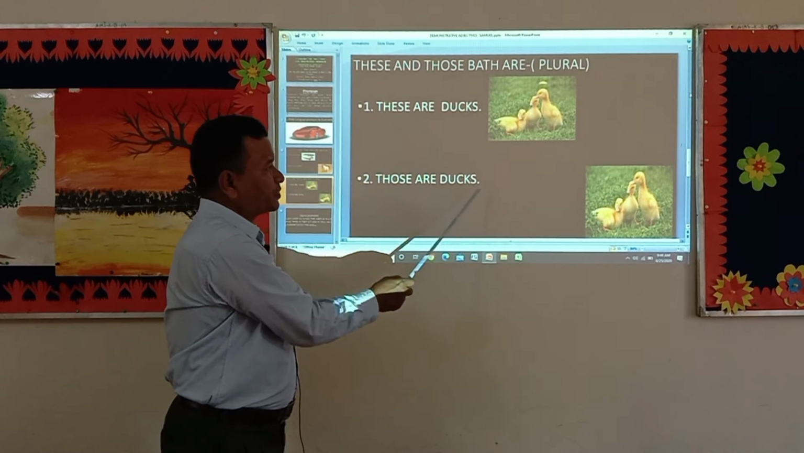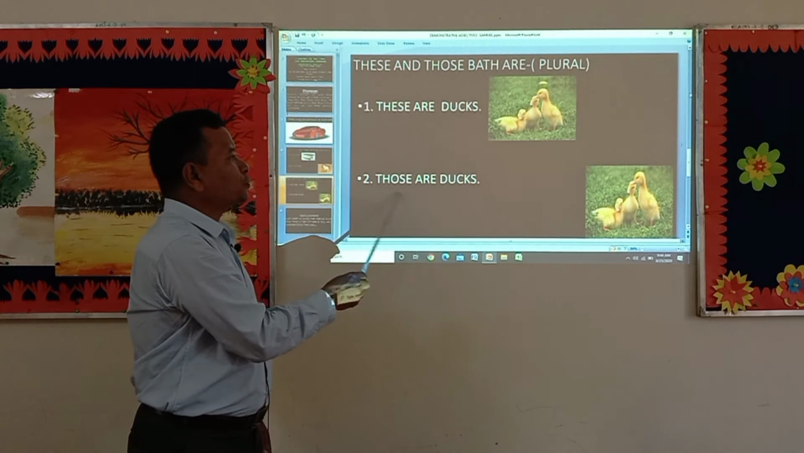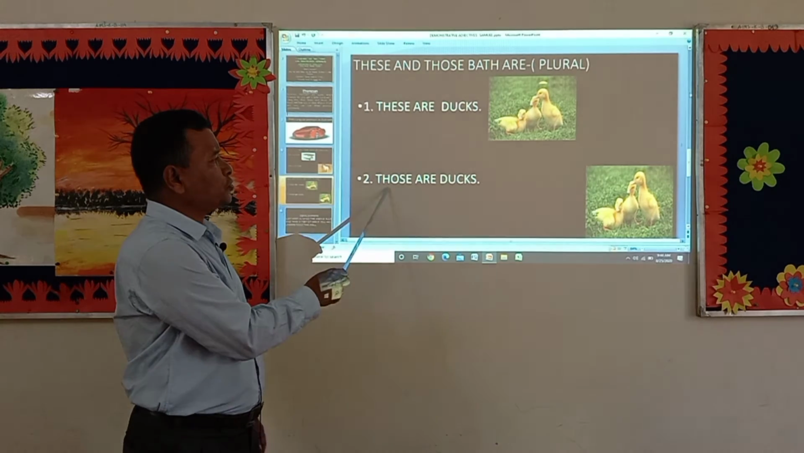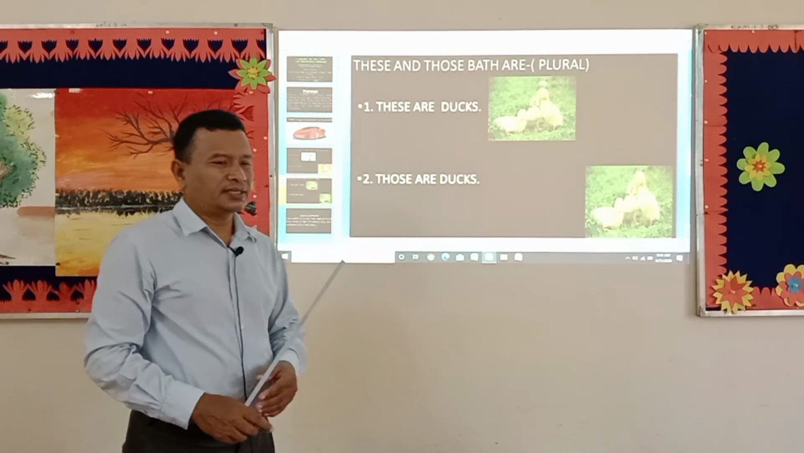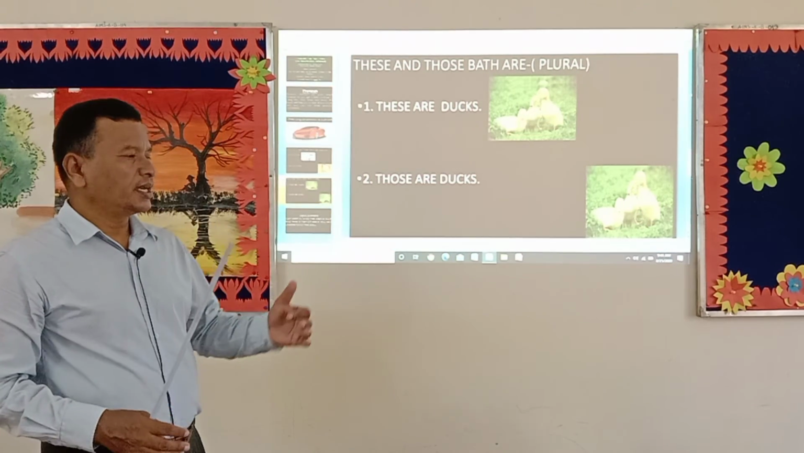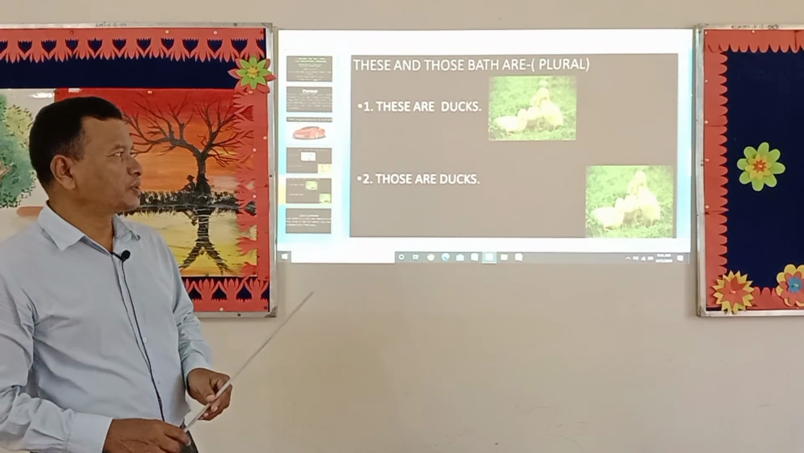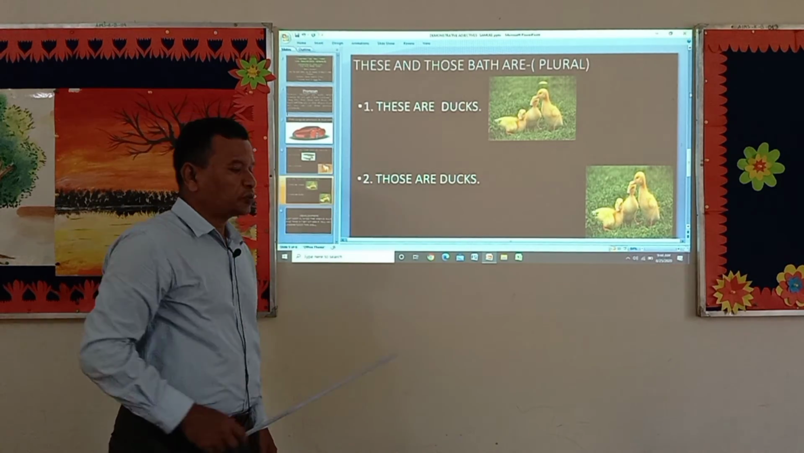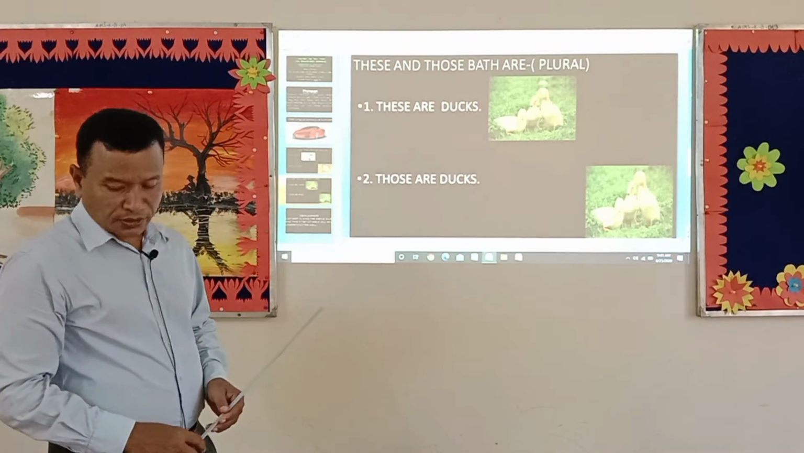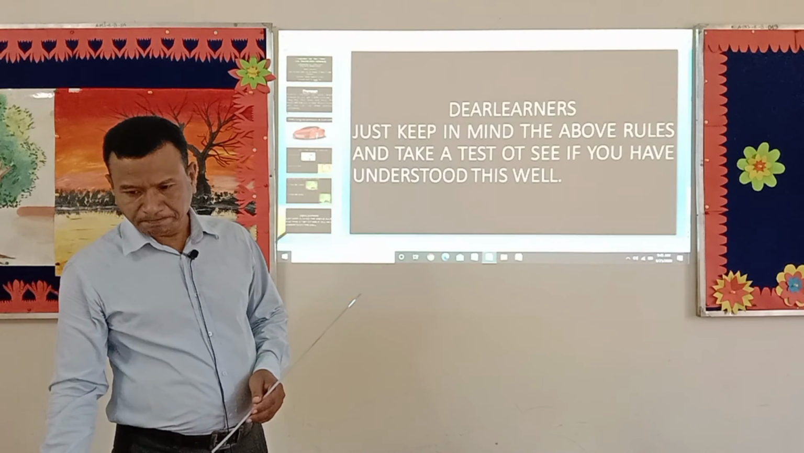But you see this one, for this we can use those. Those are ducks. When the things are a little bit far from us, then we can use those. These and those are both plural.